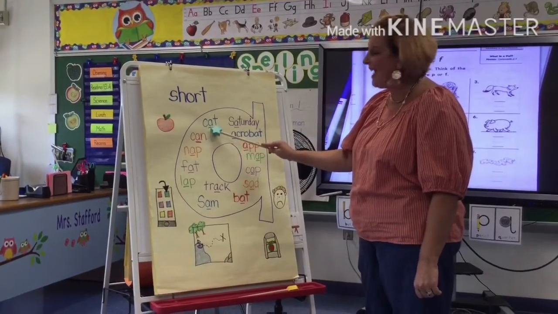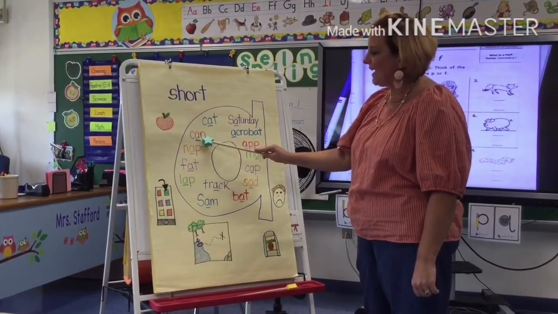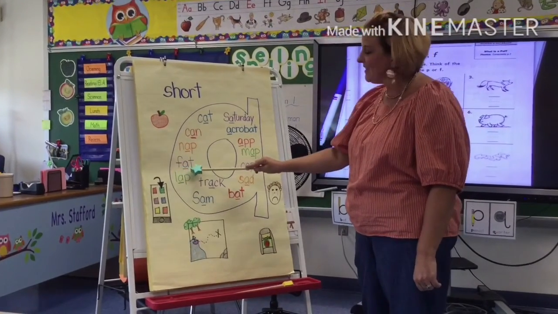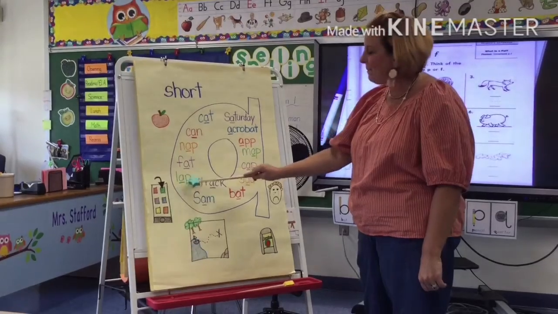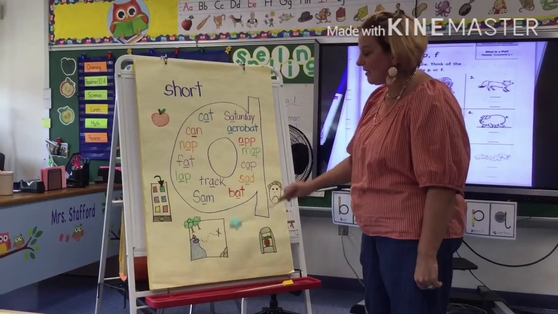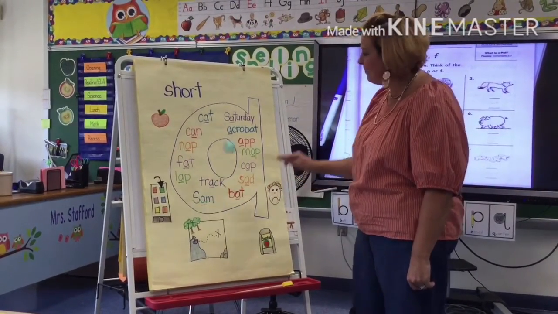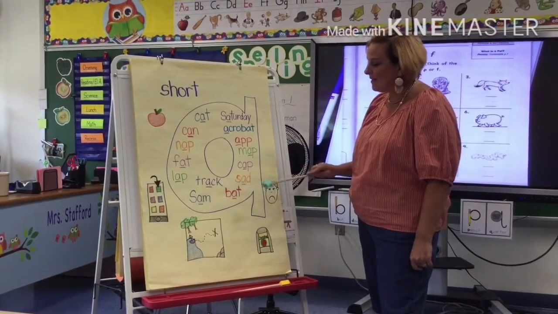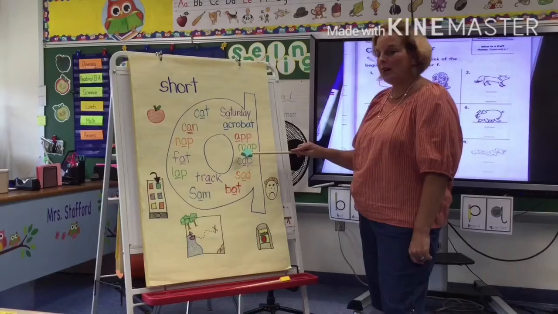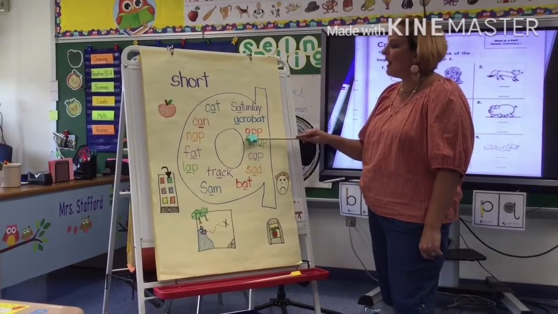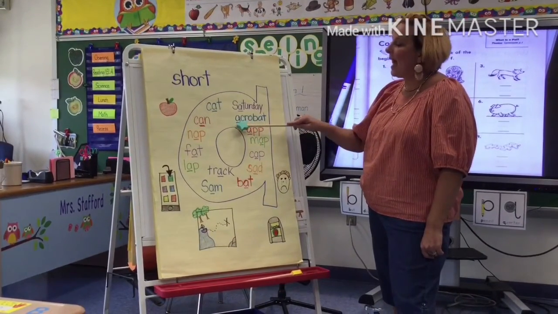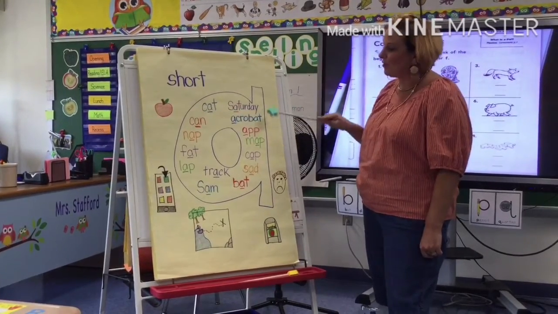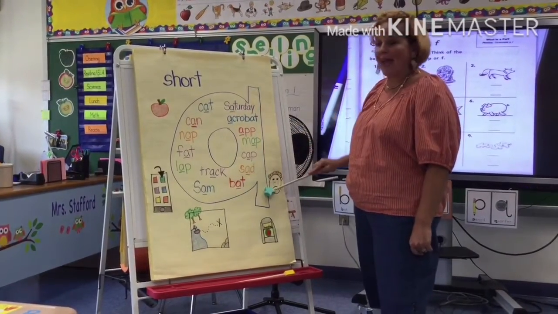We have cat, can, nap, at, lap, track, Sam, bat, sad, cap, map, app, acrobat, and Saturday. So short A says /a/.